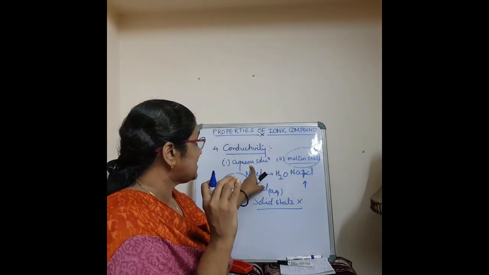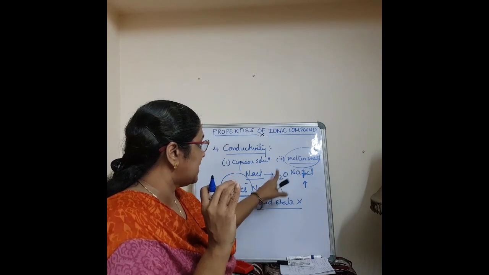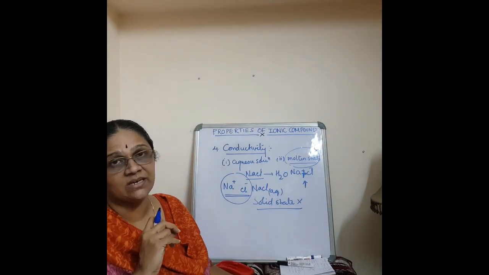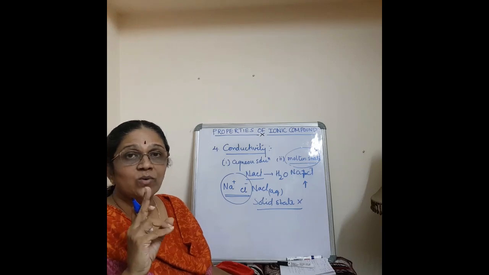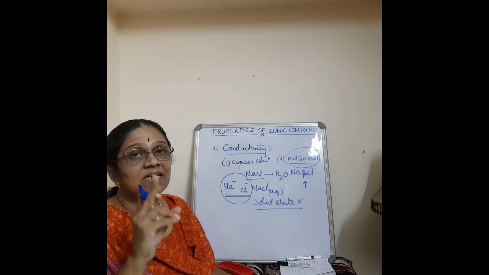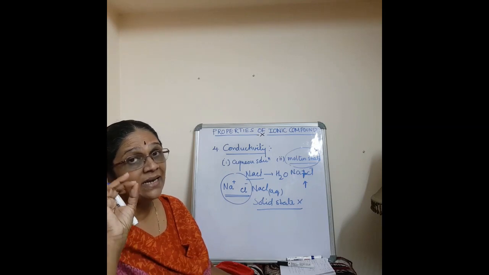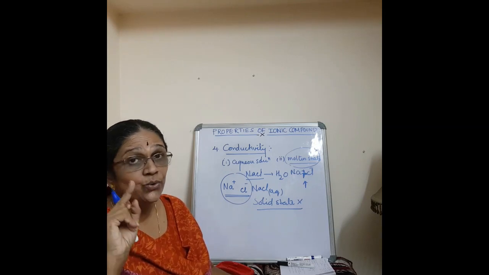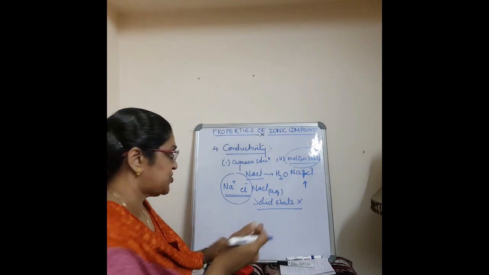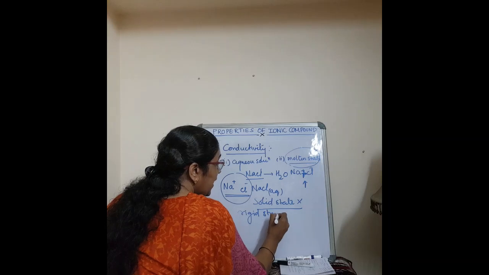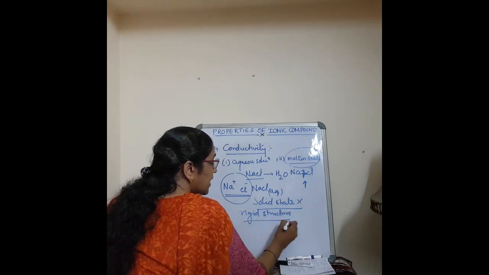But in aqueous state as well as in the molten state, they conduct electricity. It's a board exam question. Why do ionic compounds not conduct electricity in solid state? What is the value point? Because it does not contain ions in solid state due to its rigid structure. See, the value point is a rigid structure. You have to write the value points, and generally you will get the marks.